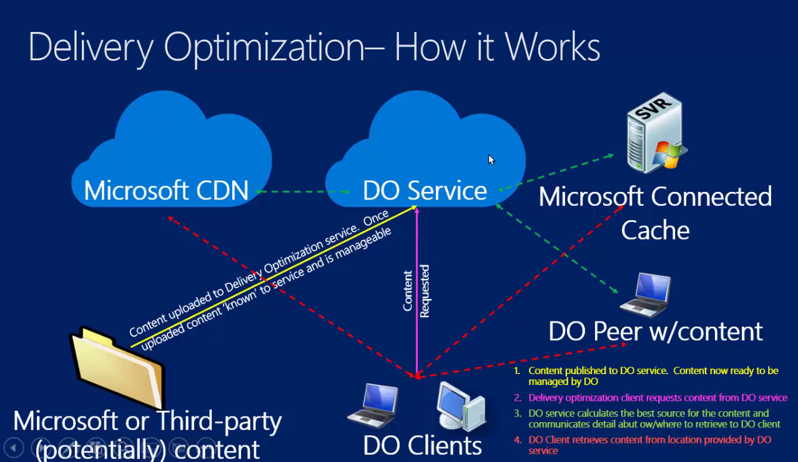So this is my attempt to describe how delivery optimization works. Here we have Microsoft content, or at some point third parties could publish content. I mentioned before that in order for the delivery optimization service to work with a content type, that content type has to be known by delivery optimization. It has to be published to delivery optimization. Delivery optimization has to be engineered to accept that content type.